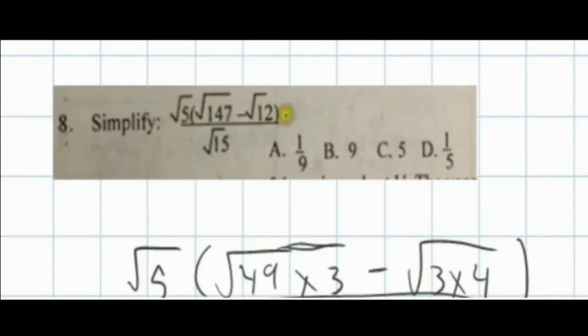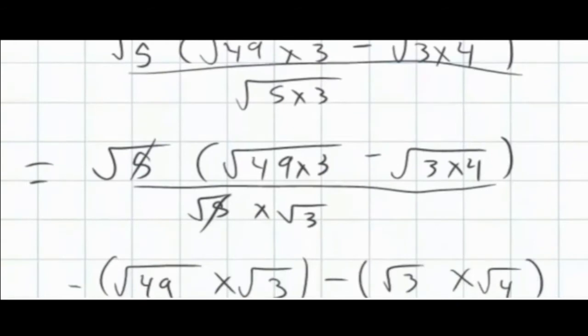Question 8 wants us to simplify, and it has the square root of 5 multiplied by the square root of 147 minus the square root of 12 over the square root of 15. So the way that we want to work this out is we want to start breaking things up. So this 147 is the product of 49 and 3.